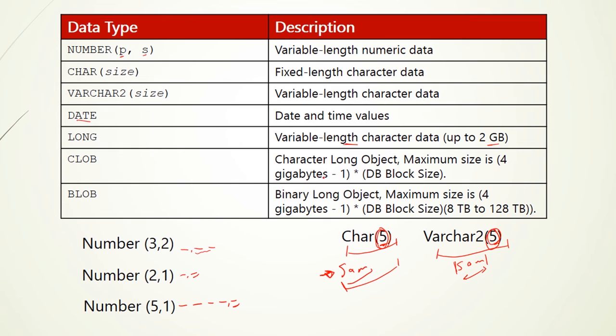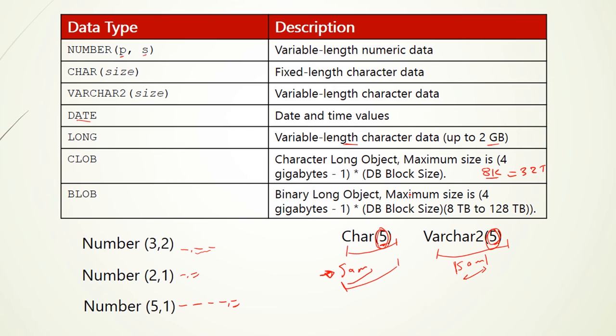The maximum size is 4 gigabytes minus 1 multiplied by the database block size. The database block size can be 2K, 4K, 8K, 16K, or 32 kilobytes. The database block size is defined during the creation of the database. The default database block size is 8K. So the maximum characters that can be stored in a column defined as CLOB, if the database block size is 8K, is around 32 terabytes. 4 gigabytes minus 1 multiplied by 8K is around 32 terabytes.